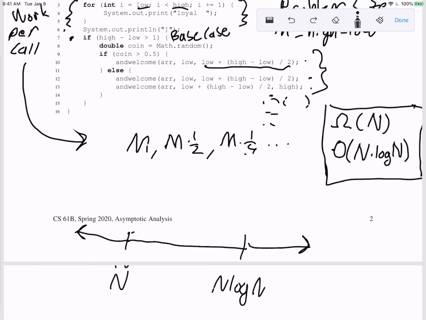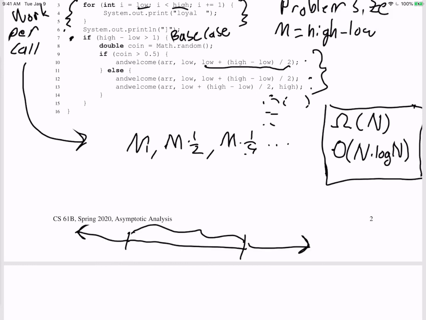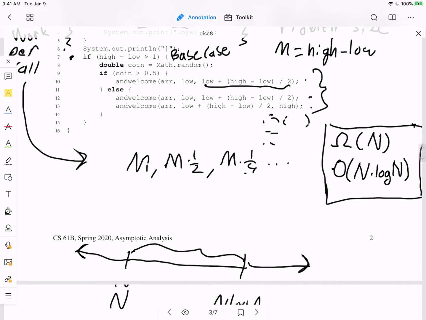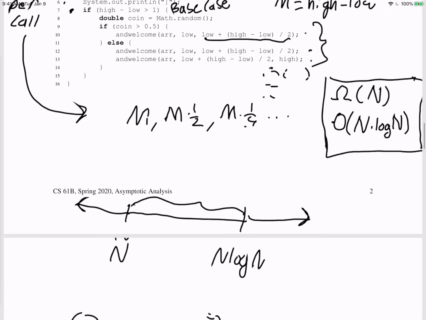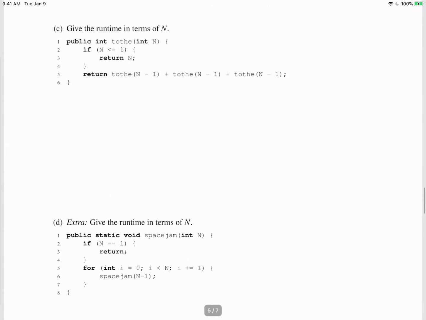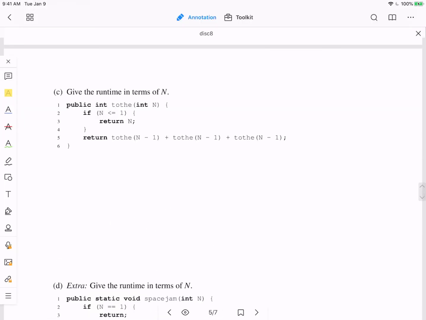And our function is somewhere in this range. It's definitely not going to be on the right side. It's definitely not going to be slower than n log n, because that's our worst case. And it's definitely not going to be faster than n, because that's the best case. It will be somewhere in between. We don't quite know where, so that's why we denote it with the bounds. Okay, now we can move on to this one.